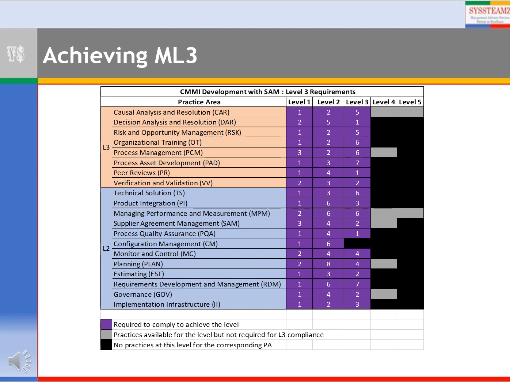respective practice areas. Gray colored cells indicate that there are practices available at these levels for the respective practice areas but are not required to be implemented for level 3 conformance. The cells in black indicate that there are no practices at these levels for the respective practice areas. We will discuss these practices in detail in our coming sessions.